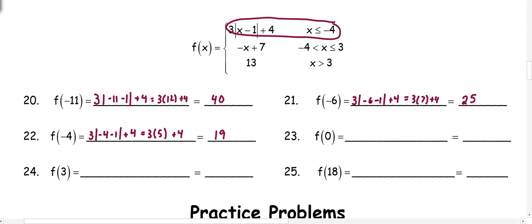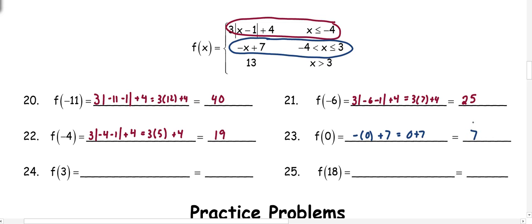The next value is f of 0. Well, 0 is not less than negative 4, so we need to find the new inequality that's going to fit in. The next one is meaning that x is between negative 4 and 3, or equal to 3. Well, 0 is between those two numbers, so we would be using that equation. We have negative 1 times 0 plus 7. So 7 would be our value.